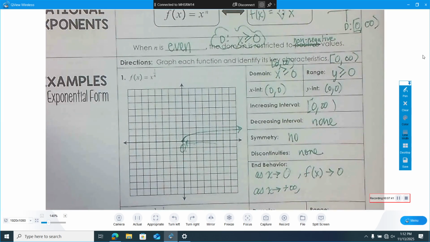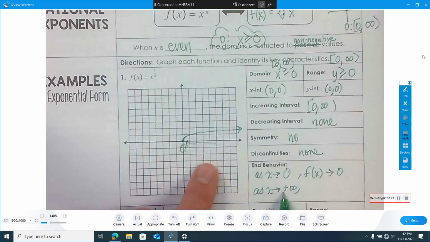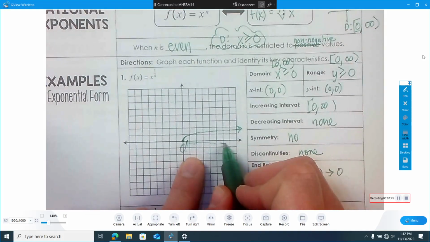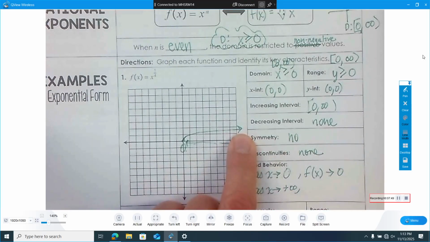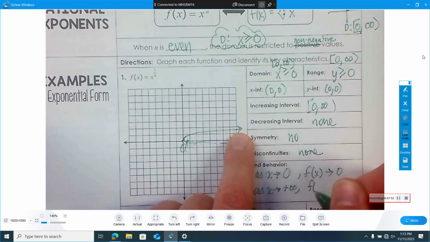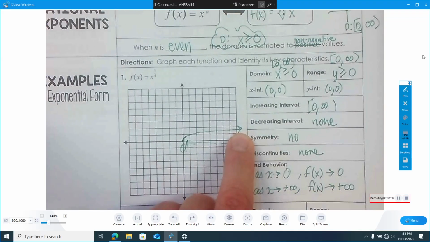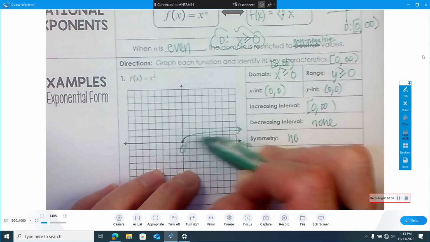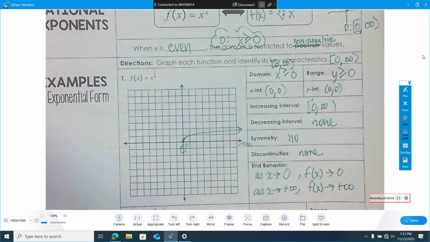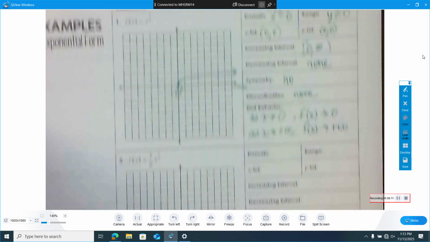Okay. And then as x approaches positive infinity, so now as x is moving to the right, all the way over here to positive infinity, what is our function doing? Going also upwards to eventually positive infinity. It does go up forever. You just have to have a really good imagination. All right, questions on that one? No? Okay. It's the same thing as yesterday. All right, let's look at this one.